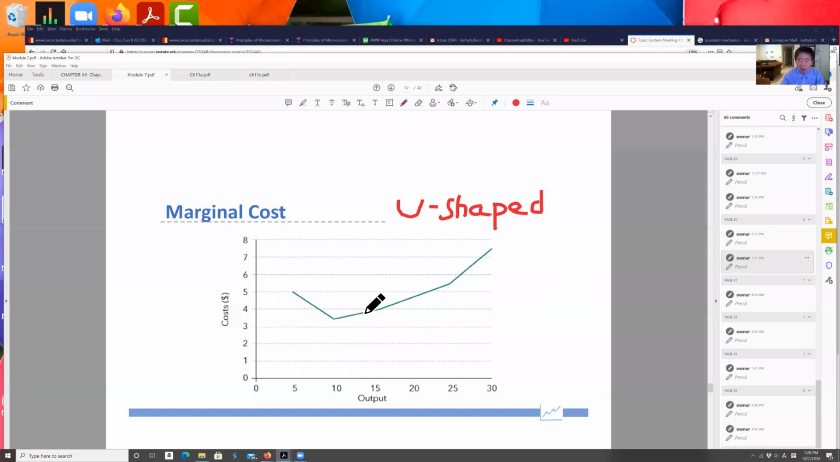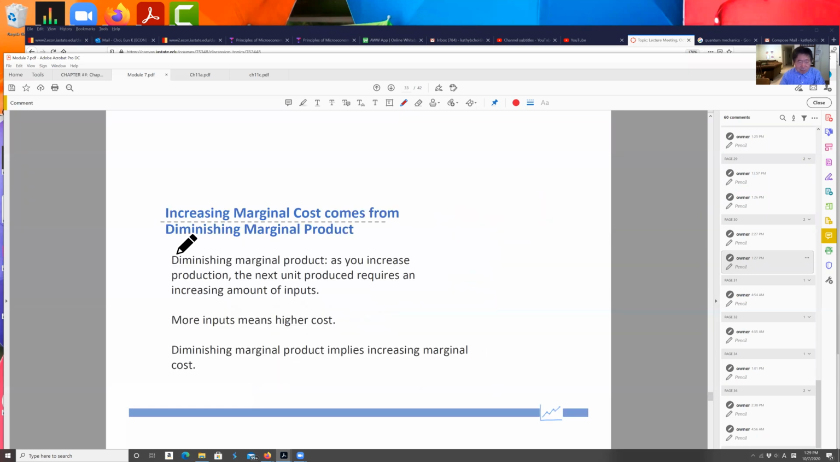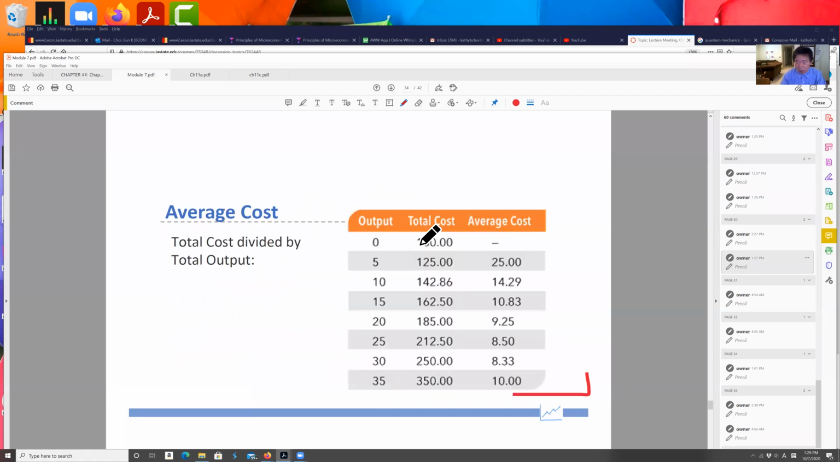So that will be the general shape of the marginal cost curve. In the discrete case, it's not easy to detect its general shape, that it is U-shaped. It's not easy to verify this in numerical examples. Later, I will show you the continuous case and it will be crystal clear. And increasing marginal cost comes from diminishing marginal product. I will explain that a little later.